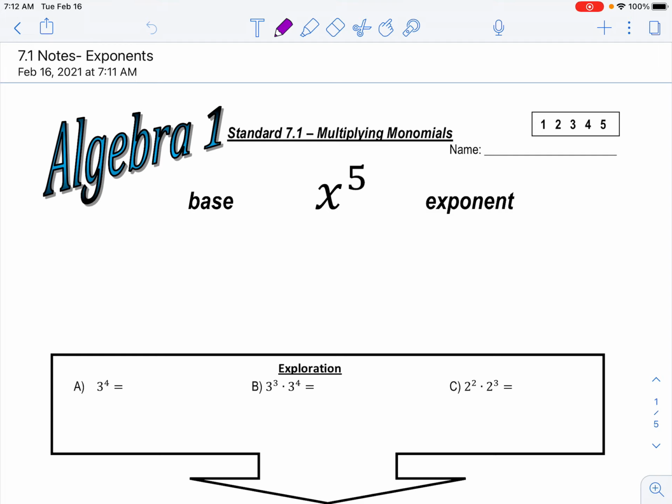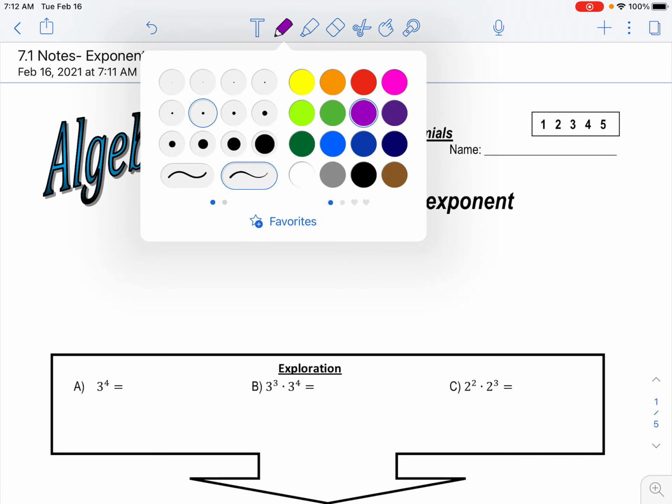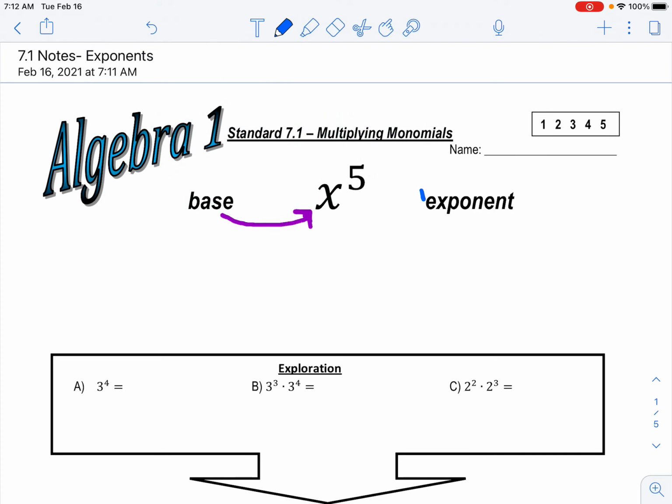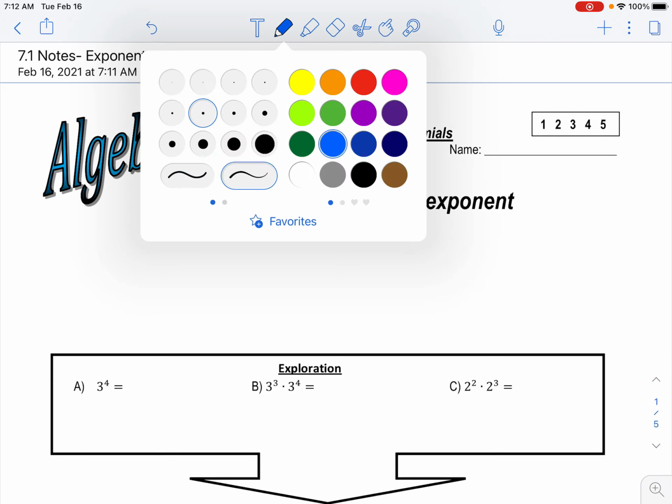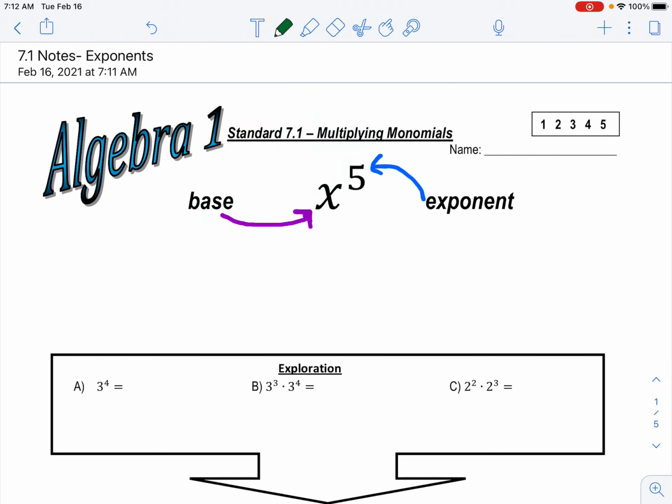If we look at the example here, our base is going to be the number or letter at the bottom. Our exponent is going to be the power, the number that's up above. So our exponent is the 5. Now, when we go to put these into a calculator, we're going to be looking for this little up arrow. It's located to the left of the 7 on our calculator.